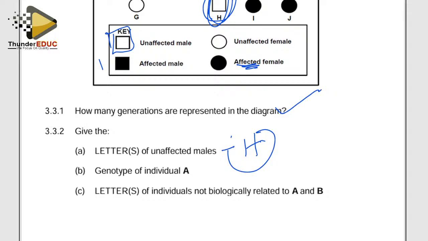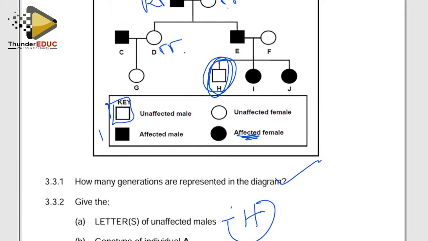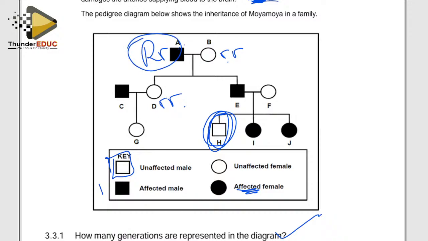Give the genotype of A. I think we talked about it. Yes, because this A produced a baby who is not affected. And remember, this disorder is caused by a dominant allele. So if you are not affected, it means that you have small letter r, small letter r.